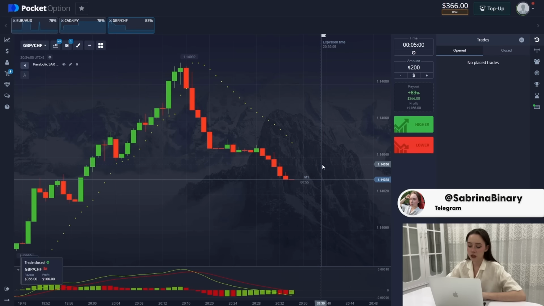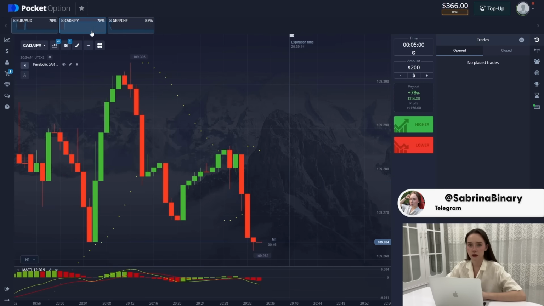Well, trader, the first deal for today closed in plus, and the profit is $166. And let's quickly move to the next currency pair.